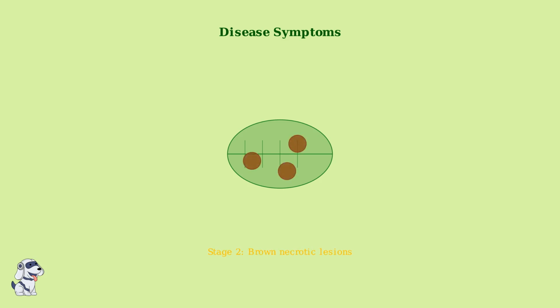As the infection progresses, these water-soaked areas turn brown and become necrotic. The lesions expand and may develop yellow halos around the edges. In severe infections, the entire leaf begins to yellow and decline. Multiple lesions may merge together, causing significant leaf damage and reduced photosynthesis.